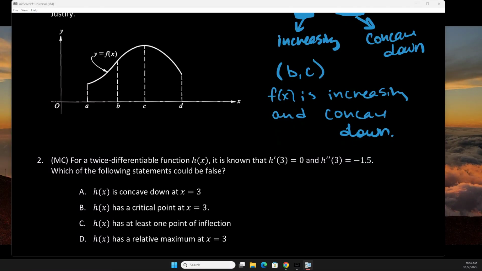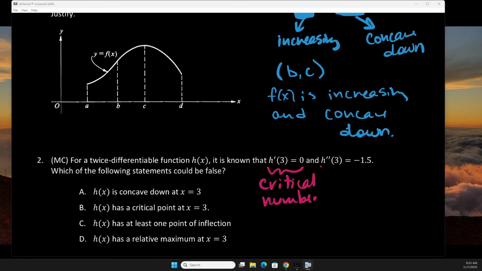Alright, and then number 2, for a twice differentiable function, that just means the second derivative exists. H of x. It is known that h prime of 3 is 0. What does that make 3? Critical number. Yes, good job. It's a critical number, and it's a potential relative max or relative min.